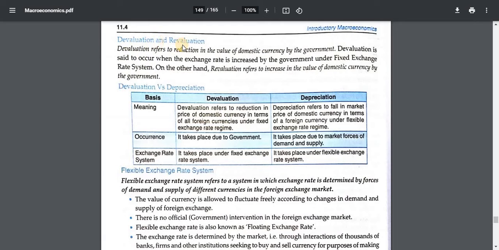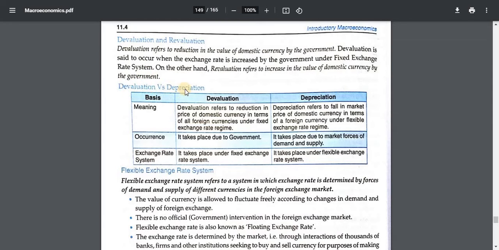Devaluation and revaluation. Devaluation refers to a reduction in the value of domestic currency by the government. Devaluation is said to occur when the exchange rate is increased by the government under a fixed exchange rate system. On the other hand, revaluation refers to an increase in the value of domestic currency by the government.